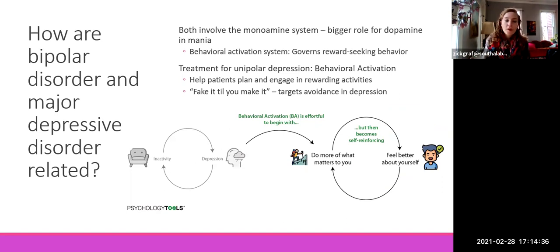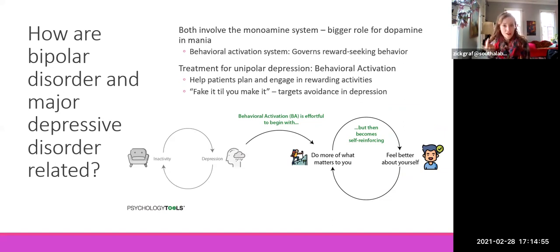So both bipolar disorder and major depressive disorder involve alterations in the functioning of the monoamine system. There may be a bigger role for dopamine in mania because dopamine is the monoamine that's really involved in motivation and energy and reward-driven, goal-oriented behavior.